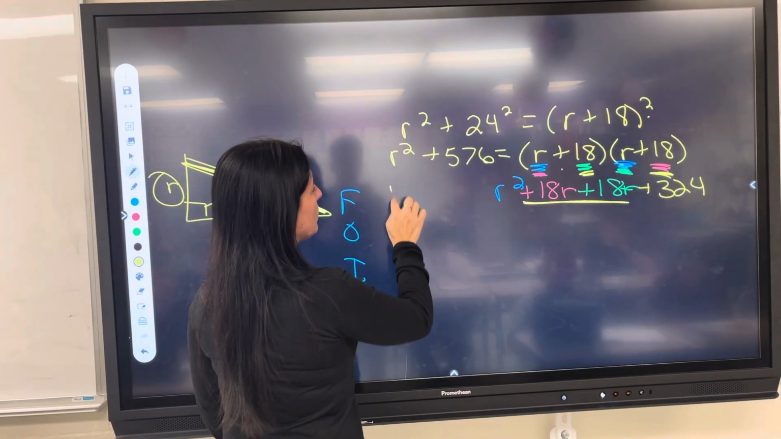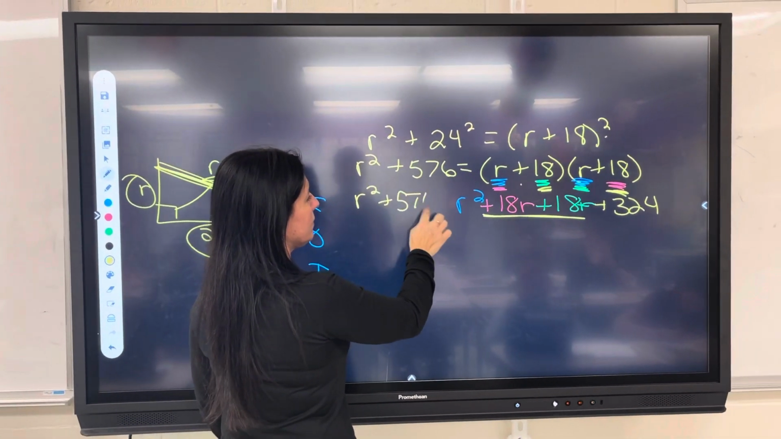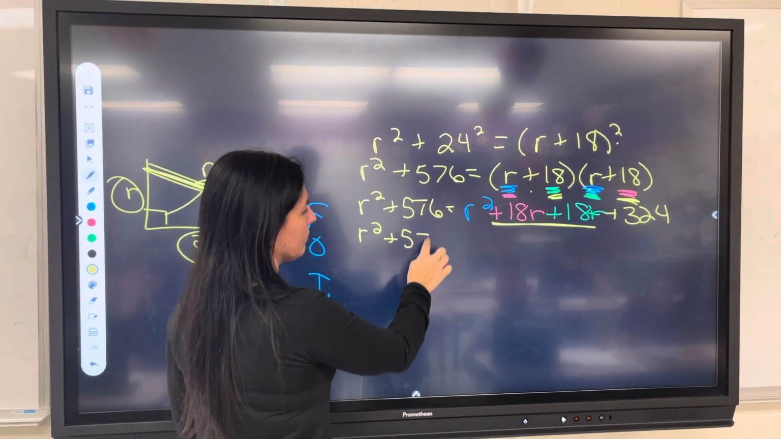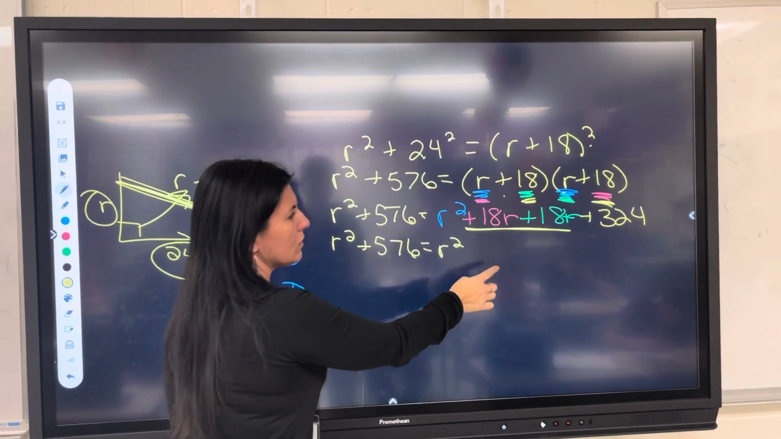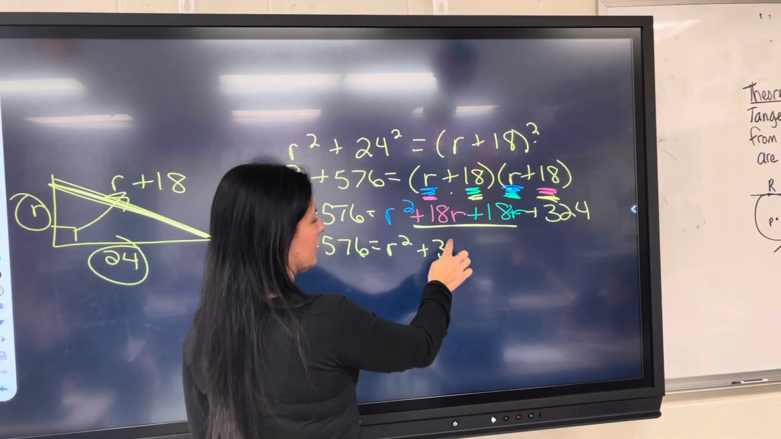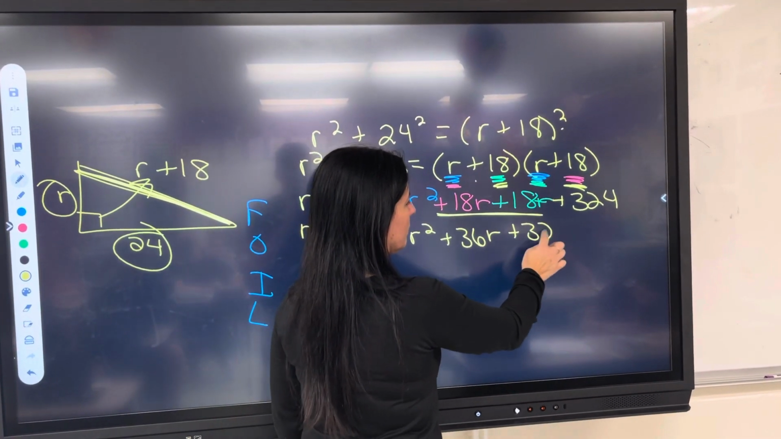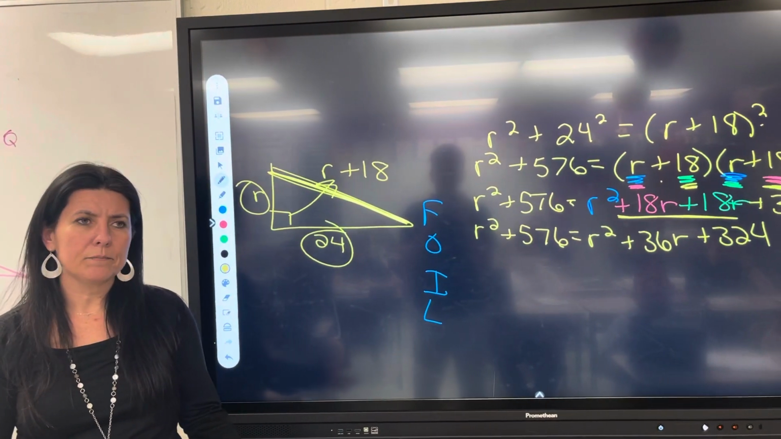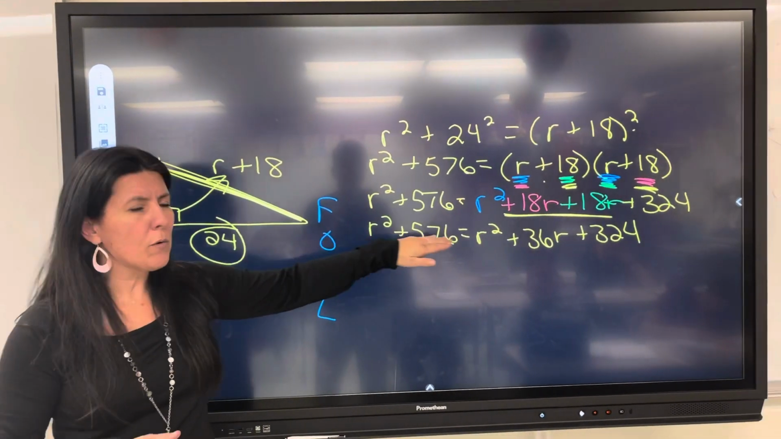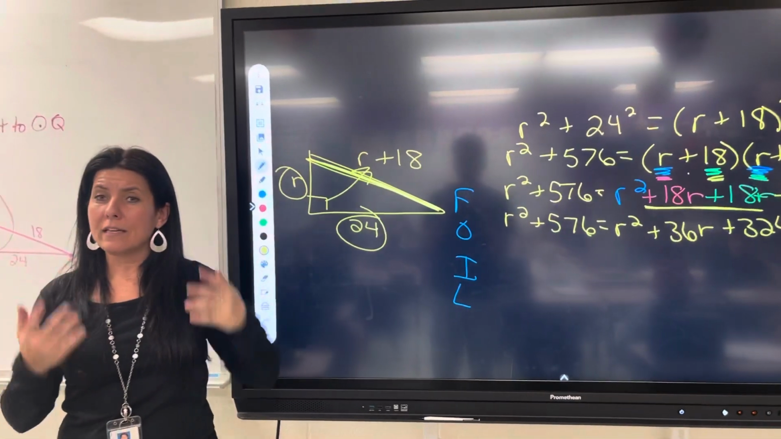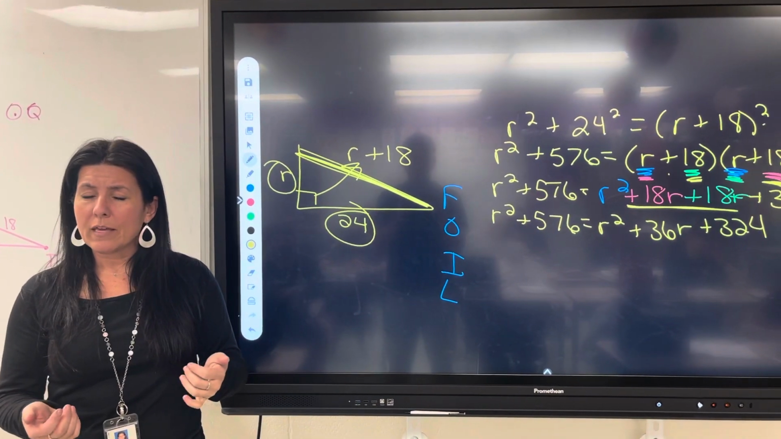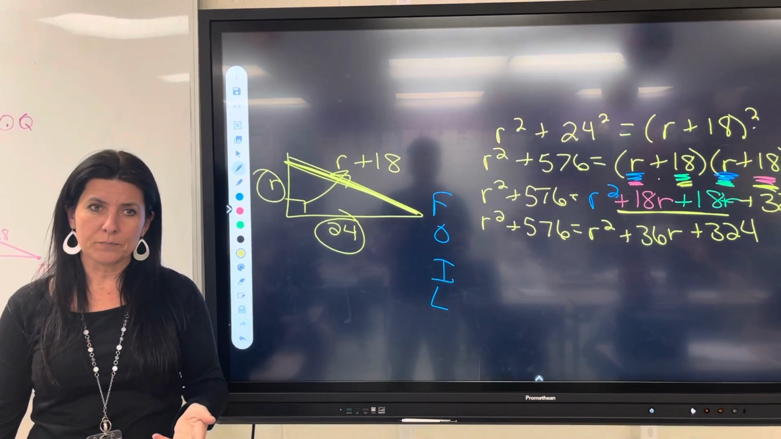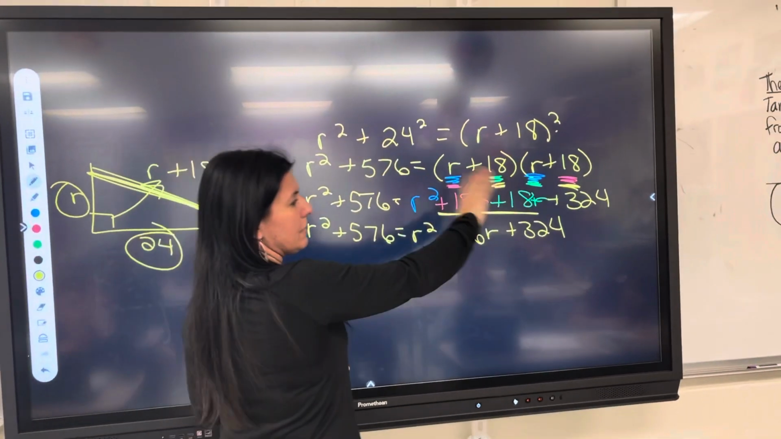So my next line of work, let me just bring this down, just keep myself organized. My next line of work is I'm going to simplify that. So 18r and 18r gives me 36r. Okay, so I FOILed and I combined. I didn't move anything yet. Anytime you have an exponent like this, you kind of have the idea that you might have to factor. So keeping that in mind, move everything to one side to get ready to possibly factor. So I'm going to move everything to my right side.